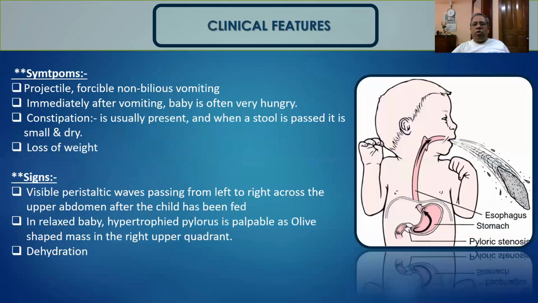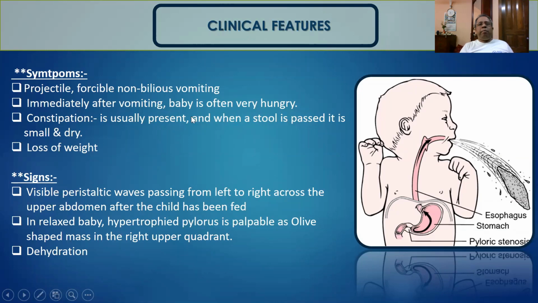So the clinical features, look at the picture: there is projectile vomiting. Projectile, forceful, non-bilious vomiting is characteristic, non-bilious because the obstruction is proximal to the second part of the duodenum. If the obstruction is distal to the ampulla of Vater, there is a chance of backflow of bilious content to the stomach, mixing with the vomitus, and then the vomitus is bilious. But here it is non-bilious because the obstruction is proximal to the duodenum.